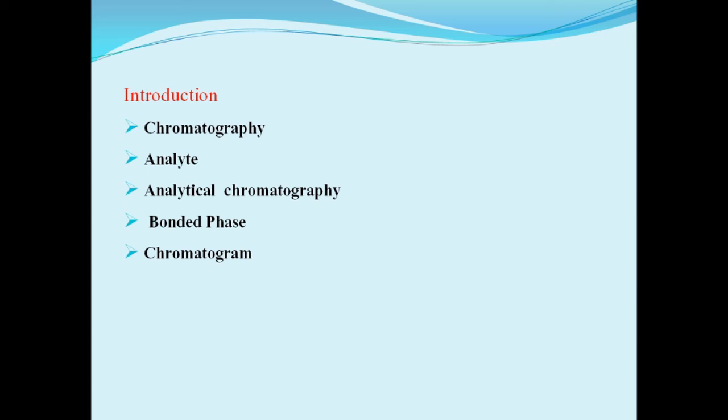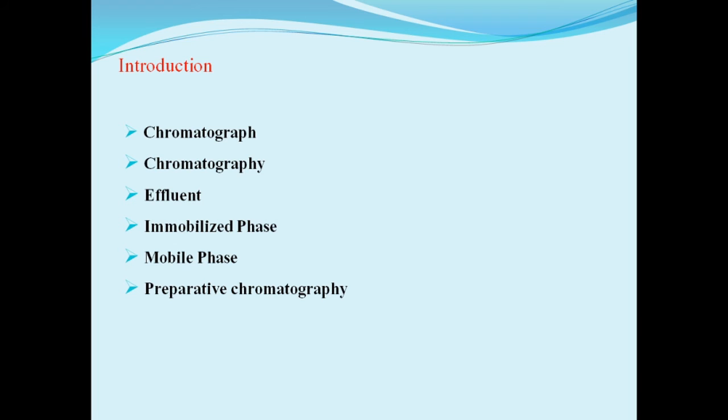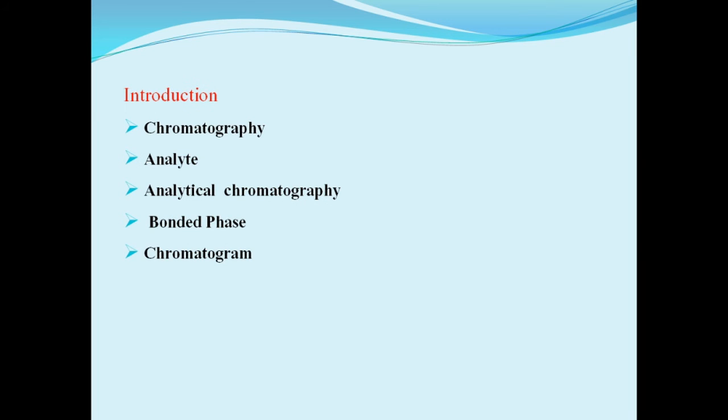Analyte. The analyte is the substance that is to be separated during chromatography. Analytical chromatography. Analytical chromatography is used to determine the existence and possibly also the concentration of analyte in a sample. Bonded phase is a stationary phase that is covalently bonded to the support particles or to the inside wall of the column tubing.